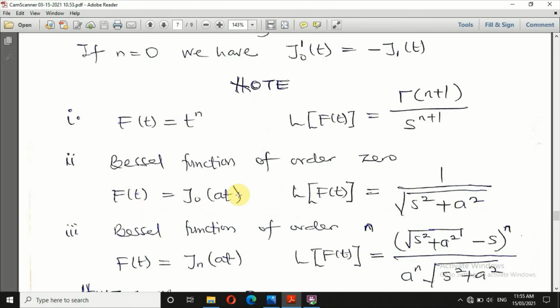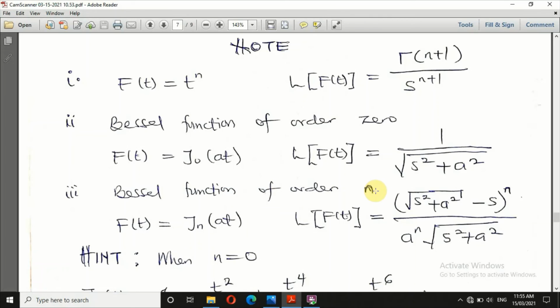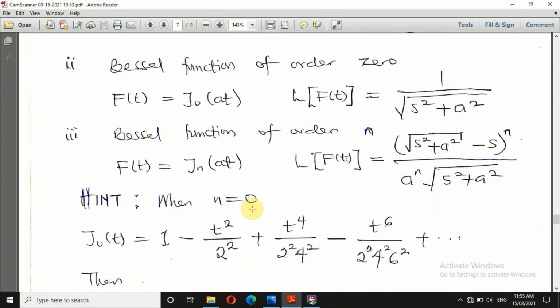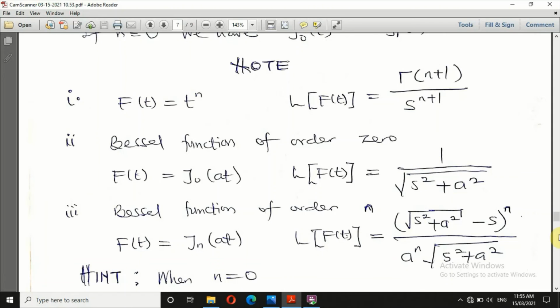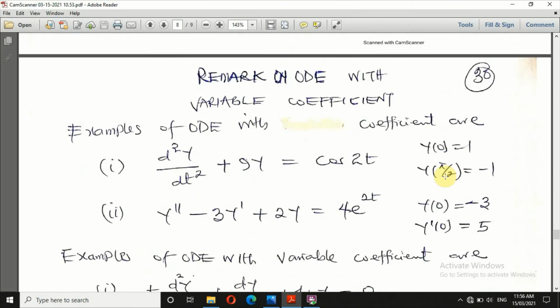If f of t is J naught of a t, if we find Laplace of both sides of this, what we have is 1 over the square root of s squared plus a squared. Take note of that. And let's take a look at if it's of order n. That is, if f of t is J n of a t, if you find Laplace of both sides, what we have is this expression. And you will see that when n is 0, you will still get this expression back. Because when n is 0, n raised to the power 0 is 1, and a raised to the power 0 is 1. Then you multiply this, you still have this expression back. So that is it.